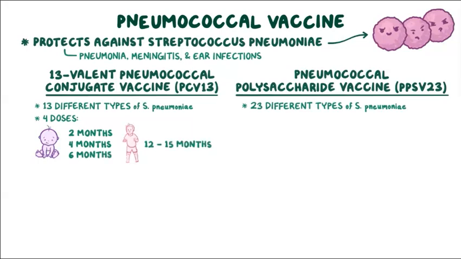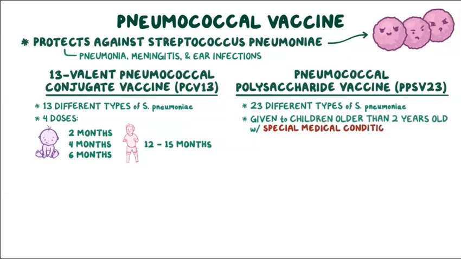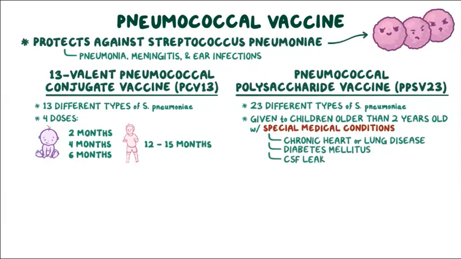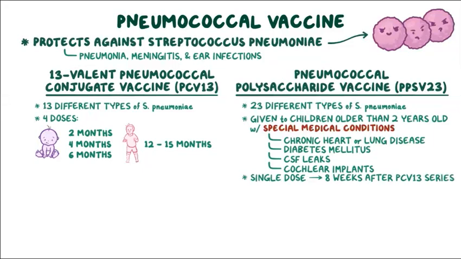And PPSV23 is given to children older than 2 years of age with special medical conditions, specifically children with chronic heart or lung disease, diabetes mellitus, cerebrospinal fluid leaks, and cochlear implants should receive a single dose of PPSV23 at least 8 weeks after the PCV13 series is complete.